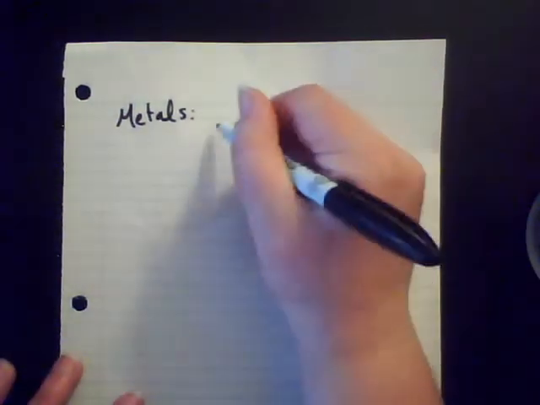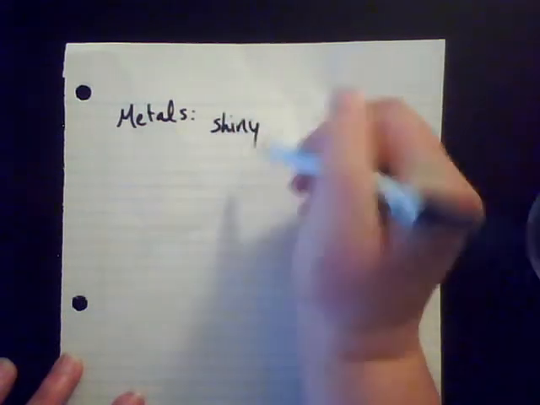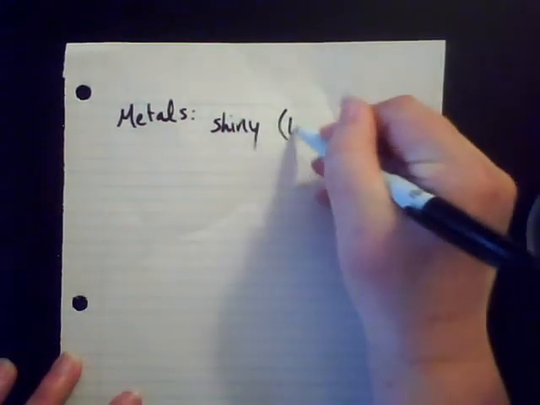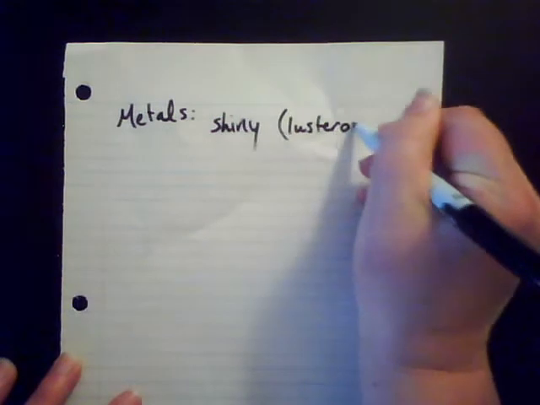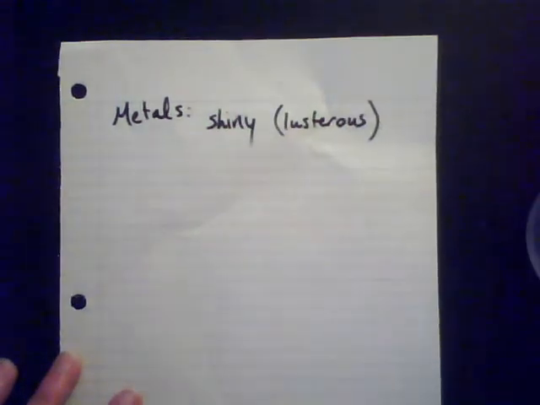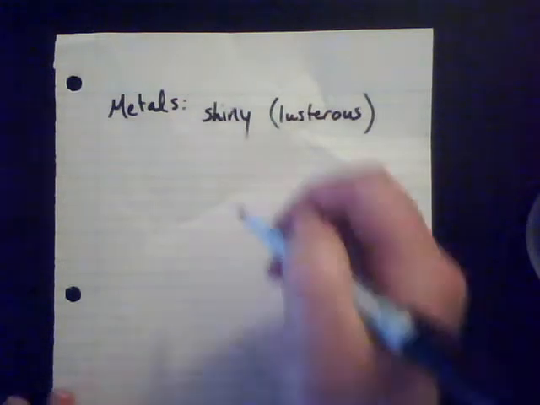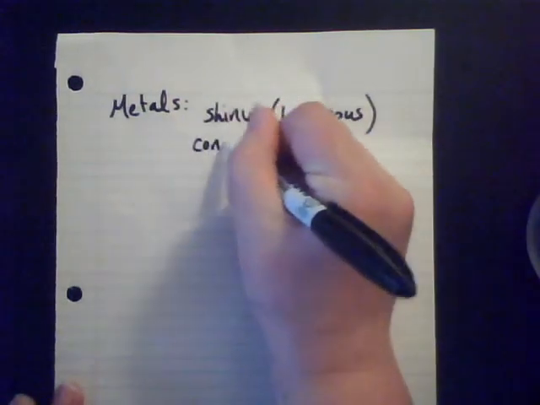Now you've seen metals before. Chemically speaking, metals aren't that different from the way that you think about metals. Metals are kind of interesting because they're shiny, right? That's why we use them for coins. The chemical term for that is lustrous, which means that they reflect the light well, so they're shiny. Metals also conduct heat and electricity well.